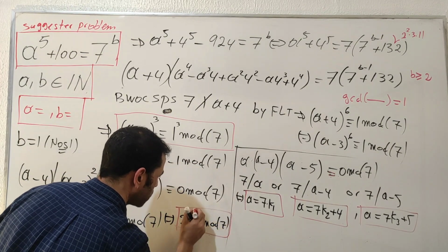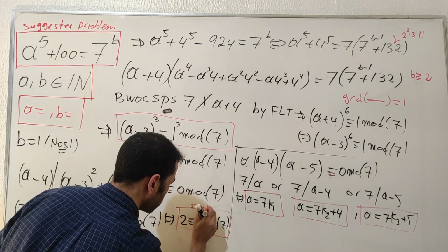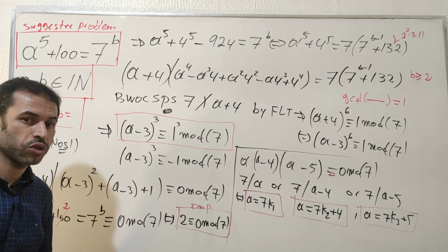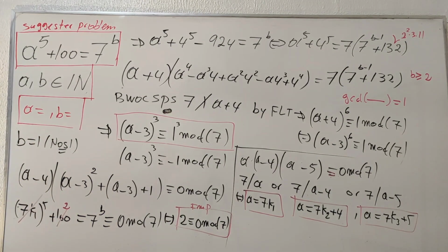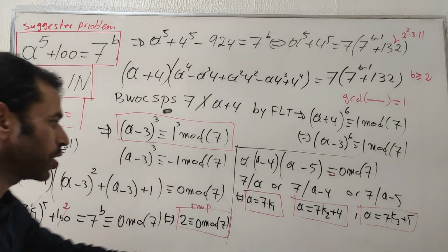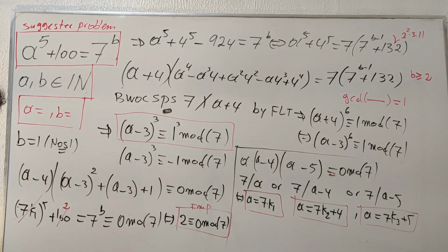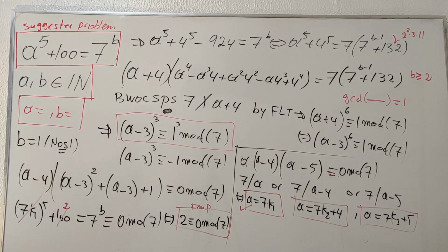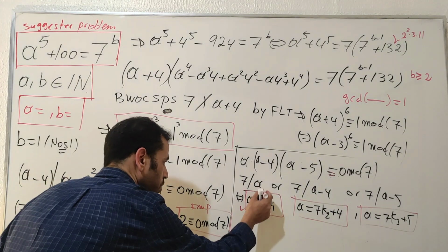It's impossible. It's a contradiction to have different remainders, which is impossible. Okay, so let's check the second one. So this one is verified, is a contradiction, doesn't work.